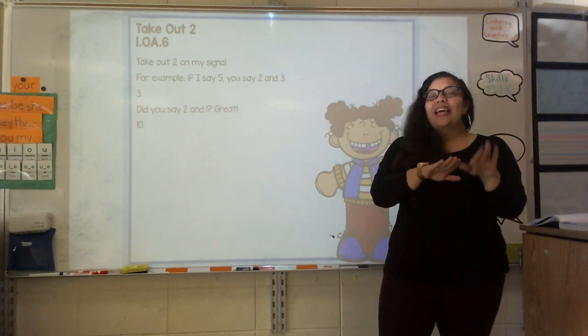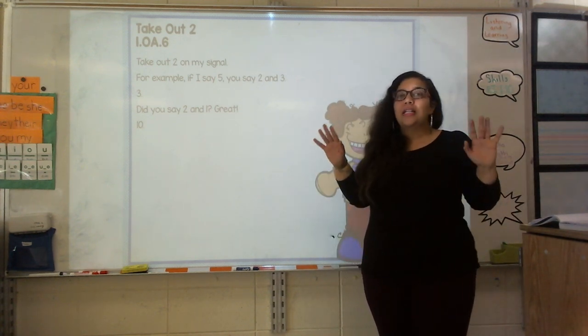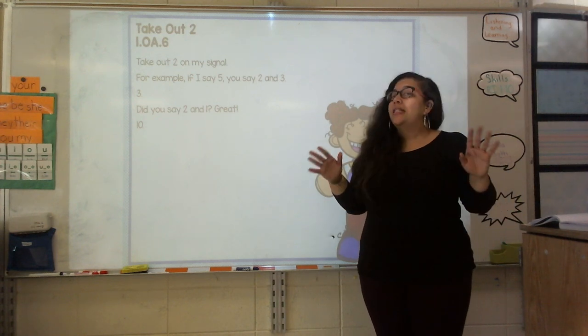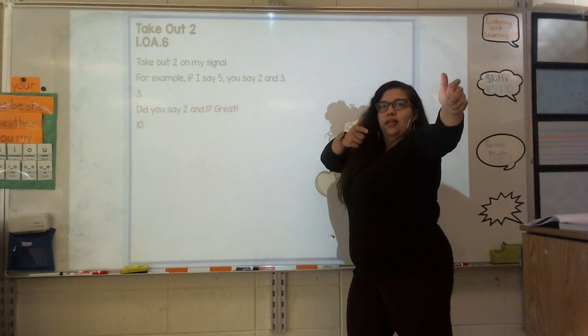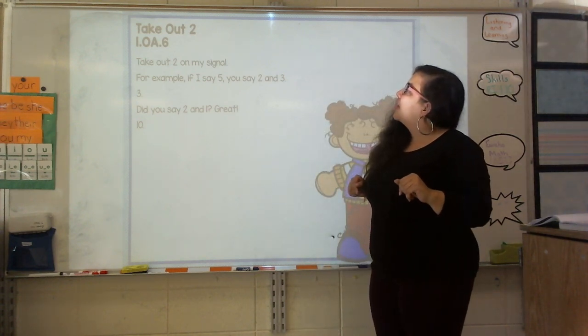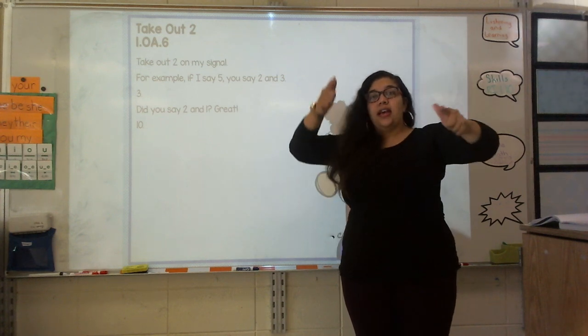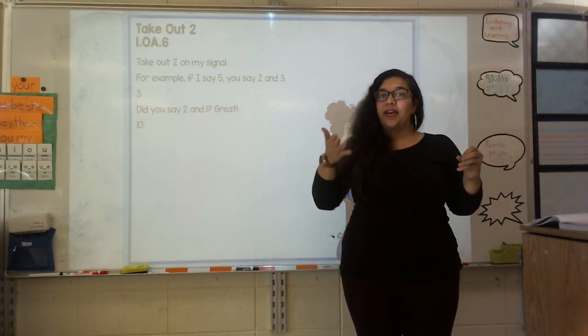All right, so today with our warming up fluency activity, you don't need anything. We're going to do what's called take out 2. So you're going to take out 2 on my signal. Let's see what my signal will be. Too much? Just a little one? Okay, we'll do a little one. For example, if I say 5, you say 2 and 3. So you take out 2 and identify the other part.